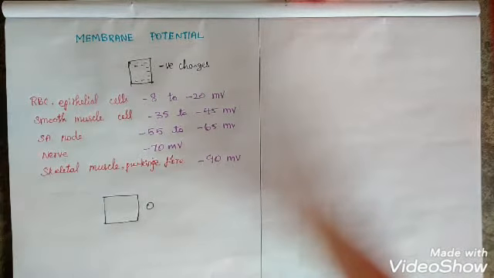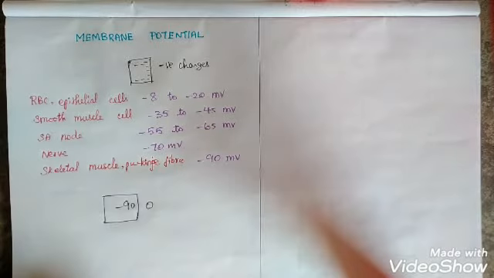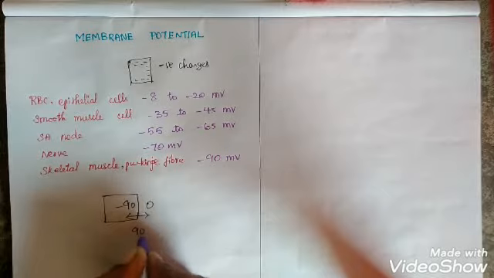Whatever the value inside the membrane, whether it's -8 or -70 or -90, the outside extracellular fluid potential is taken to be 0. Let's take the example for skeletal muscle. Its transmembrane potential would be 90 millivolts.